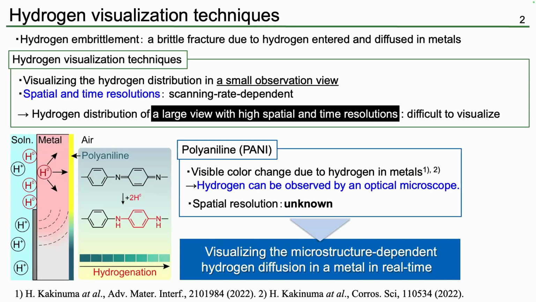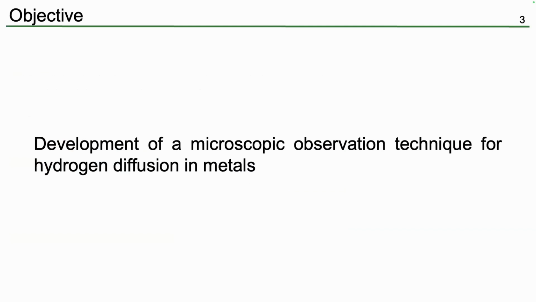So far, the spatial resolution of the polyaniline has not been investigated. So in this research, we attempted to visualize microstructure-dependent hydrogen diffusion in polycrystalline metals. So the objective of this research is to develop a microscopic observation technique for hydrogen diffusion in metals.